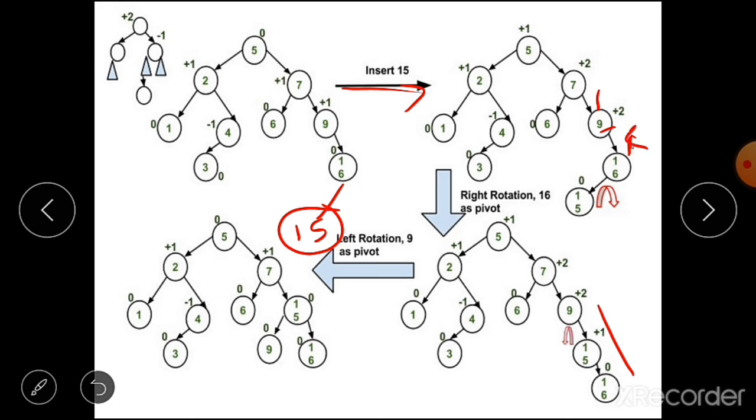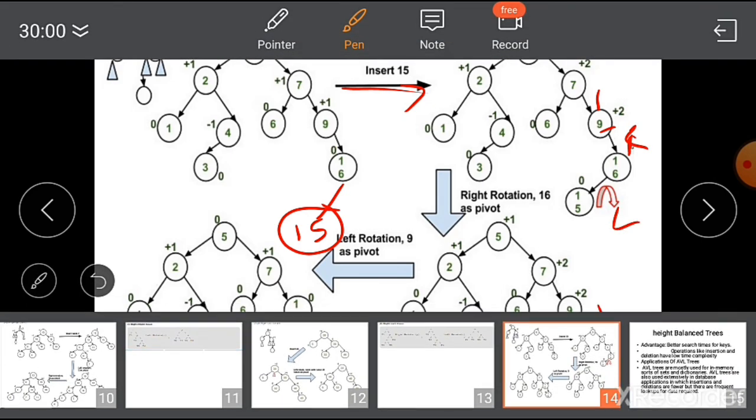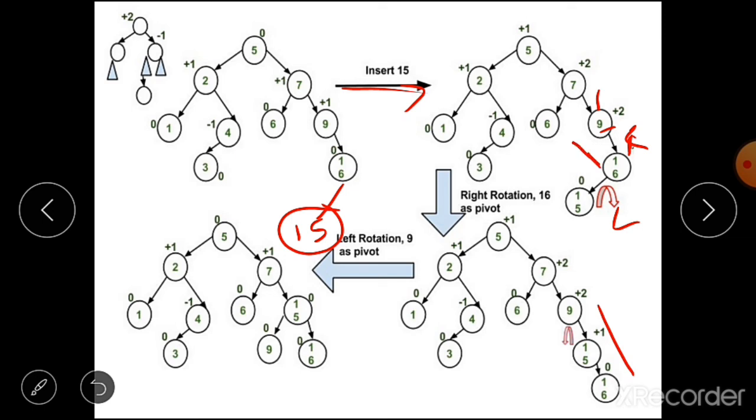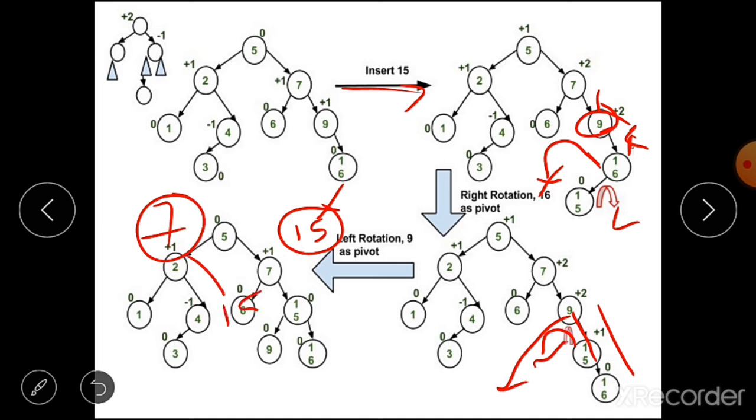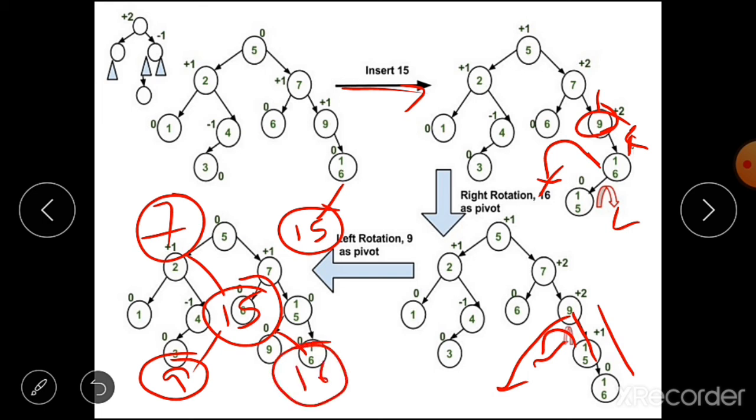So here RL rotation. So here we are performing a left rotation. Left rotation means moving to here based on this 9. So 9 will be moved downwards and 15 moves upwards. And here 7, then 15 comes upward and 9 becomes the left subtree of 15 and 16 becomes the right subtree, and remaining all are the same. This is the balanced tree.